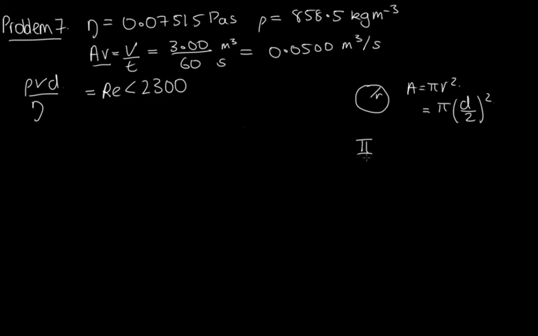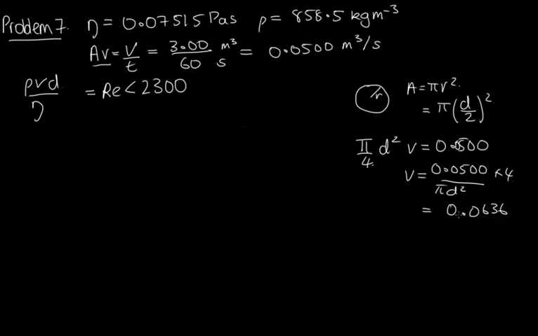So what we know is that pi on 4 d squared, so that's A, replacing this A here, times V is equal to 0.0500, and so V is equal to 0.0500 divided by d squared and pi, and then we end up timesing by 4. So we can solve this on the calculator and we end up with 0.0636 over d squared as our expression for the velocity. So what we can do now is substitute this into this equation here.